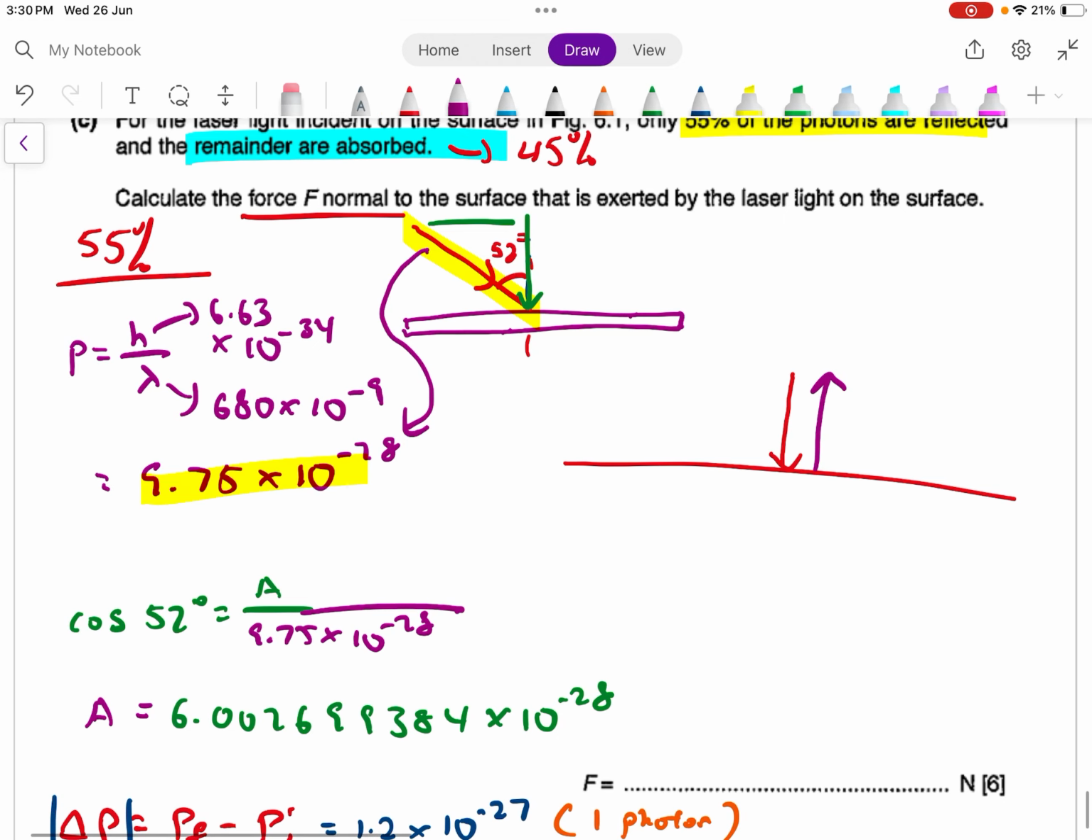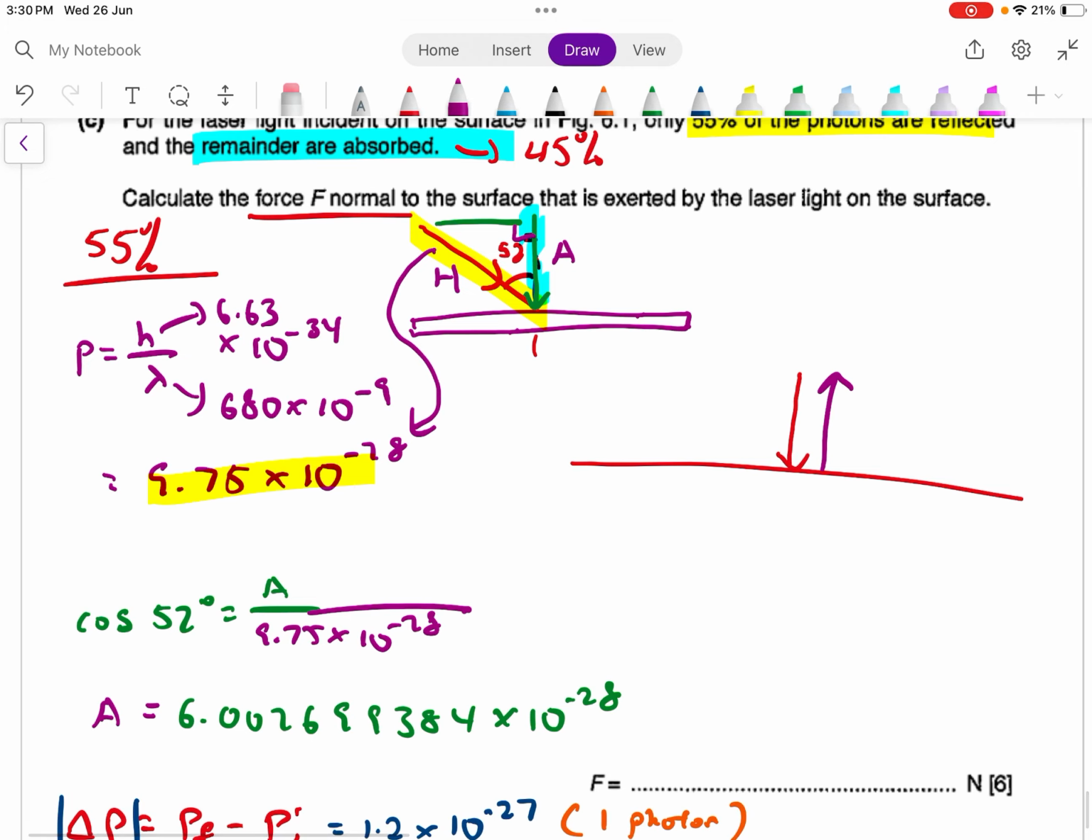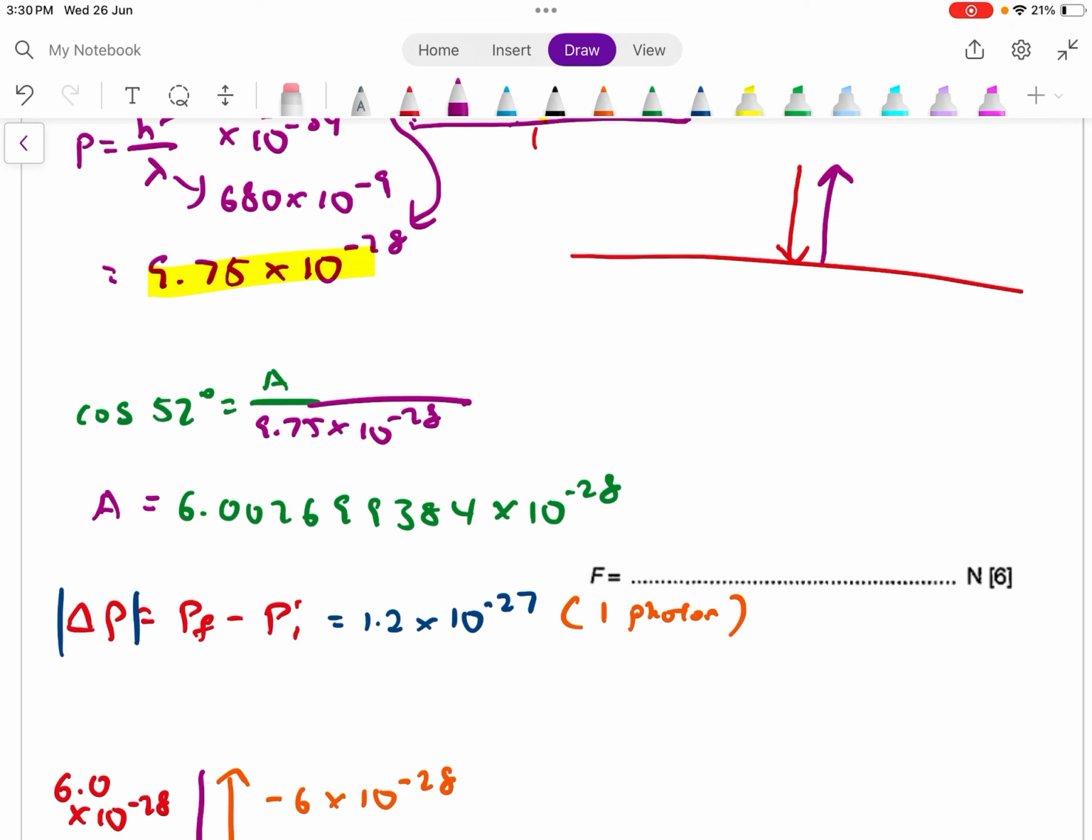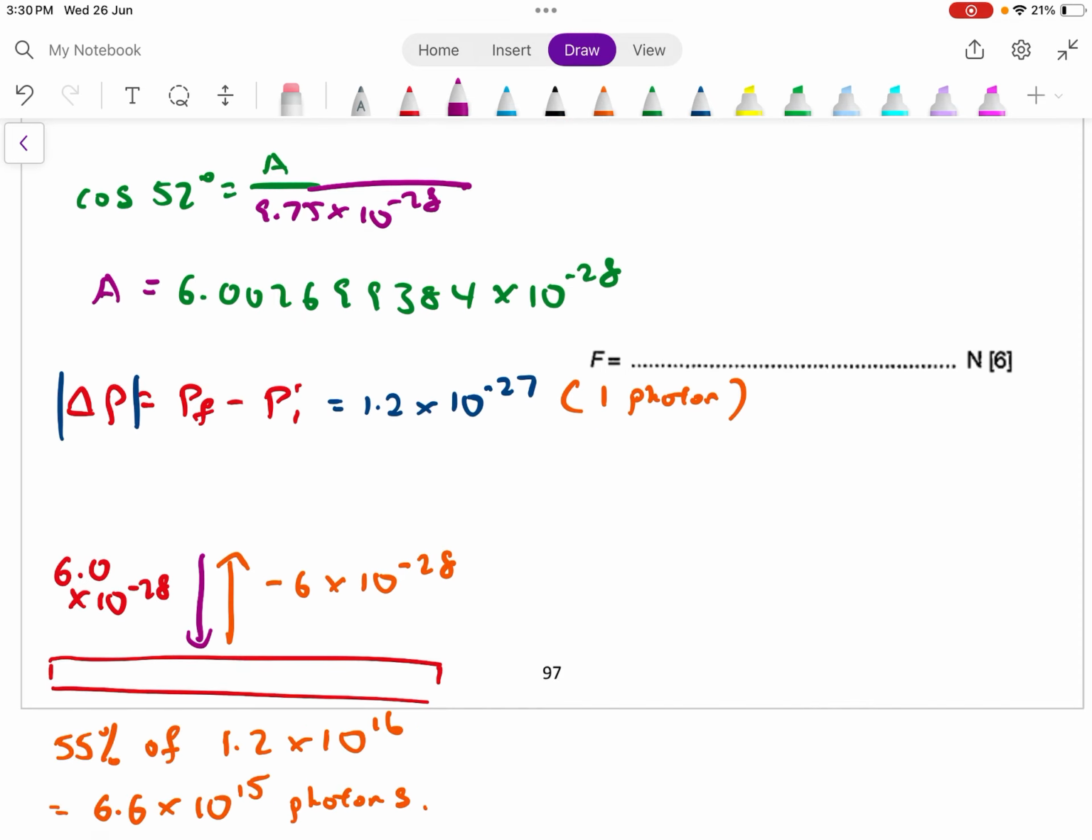Now, because it's diagonal, I can resolve it into the parallel and the perpendicular components. Because I want the normal to the surface, I want this part, so I actually want the adjacent. This is your adjacent, and this is your hypotenuse. Since I have the momentum as the hypotenuse, I can determine the adjacent using SOHCAHTOA. So cosine 52 is equal to adjacent divided by hypotenuse. If you do the calculation, the momentum in the adjacent direction should be 6 times 10 to the power negative 28.